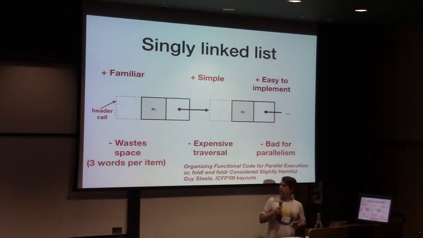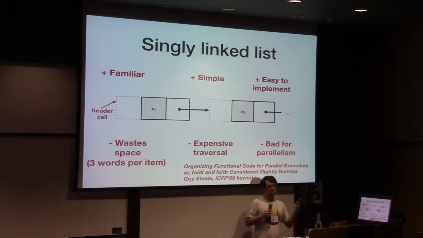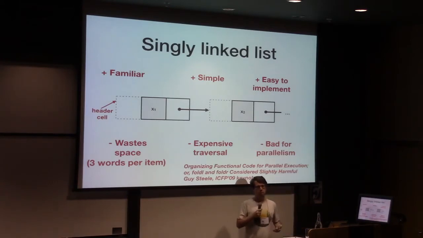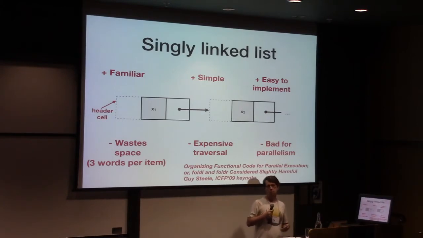Okay, so to start off with our motivation, let's look at linked lists. This is a widely used data structure. It has a special place in functional languages, probably because it's familiar, simple, and easy to implement. But when you're thinking about storing large sequences, it has some major limitations. It wastes a lot of space. Because of all the indirections, it's bad for traversal. And there's an excellent ICFP keynote by Guy Steele from ICFP 09, where he lays out the case for why you wouldn't want to use linked lists in a parallel setting.